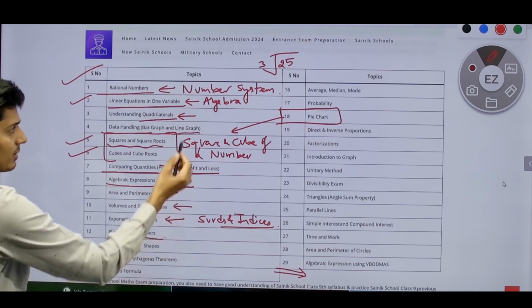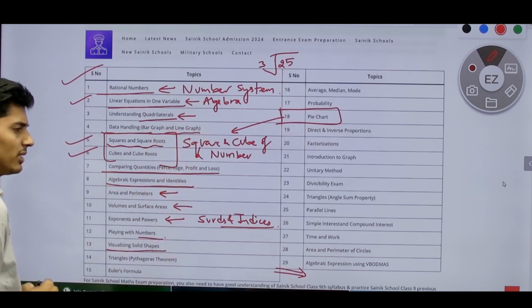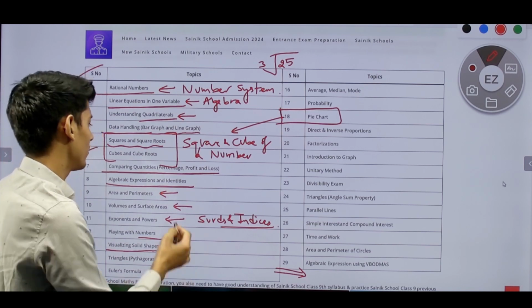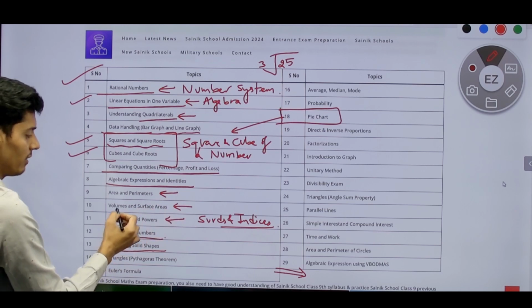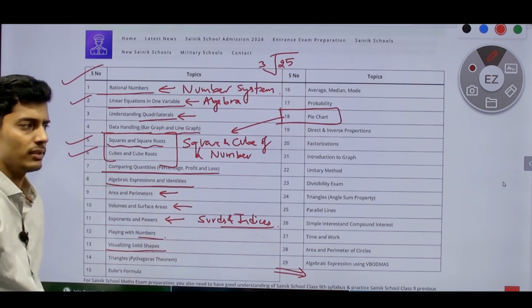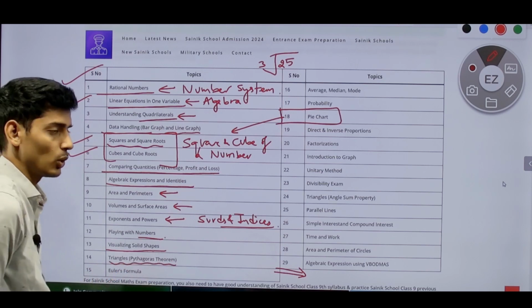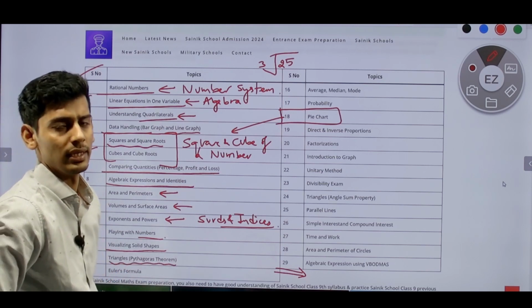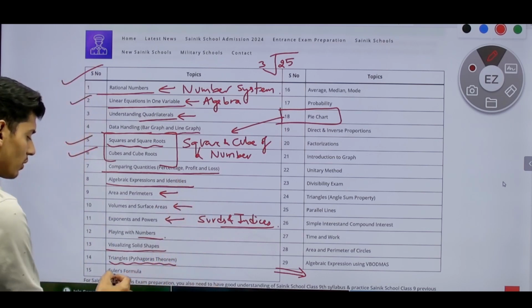Playing with numbers is again a sub part of number system. Visualizing solid shapes: in visualizing solid shapes you have to basically cover, whenever it is feasible, the area and perimeter of those figures, and again volume and surface area of 2D and 3D figures, whatever the examiner says. Then you have triangles, Pythagoras theorem and its applications in case of an equilateral triangle, right angle triangle. Then you have Euler's formula.